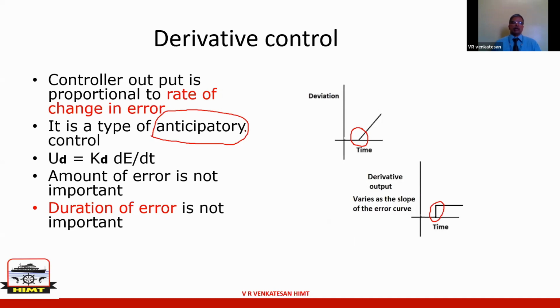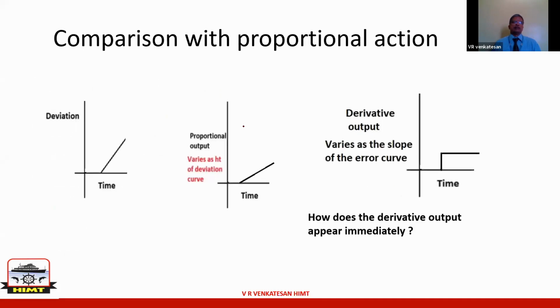So out of the three controls, proportional, integral and derivative, derivative reacts the fastest. It will be the first to act. When compared to proportional, derivative will react faster. This is the meaning. Is this part clear?